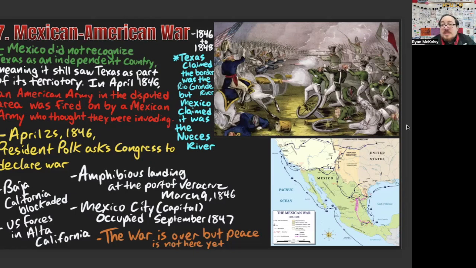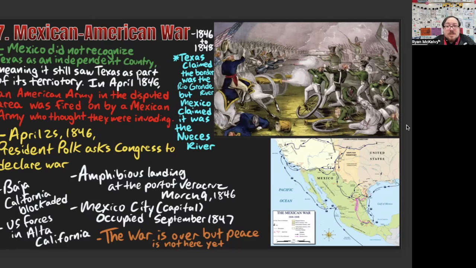The war does not take very long. Unfortunately, Mexico has been suffering. They've had a couple of revolutions and things in between over the last several decades. They've not been very stable since they broke away from Spain. And American forces are able to quickly overwhelm them and basically take California. They're able to land at the port of Veracruz and occupy the capital city of Mexico City in September 1847.